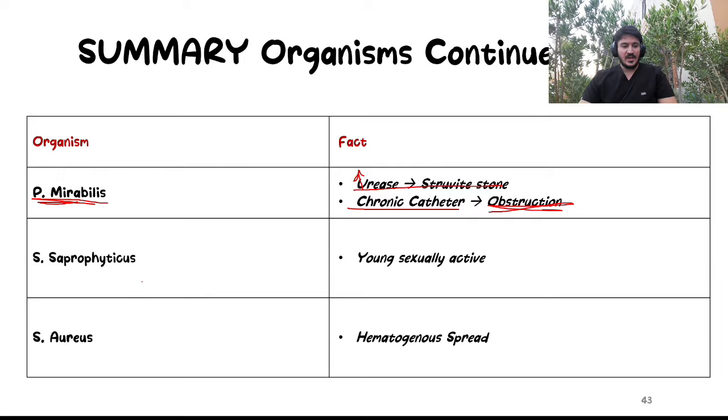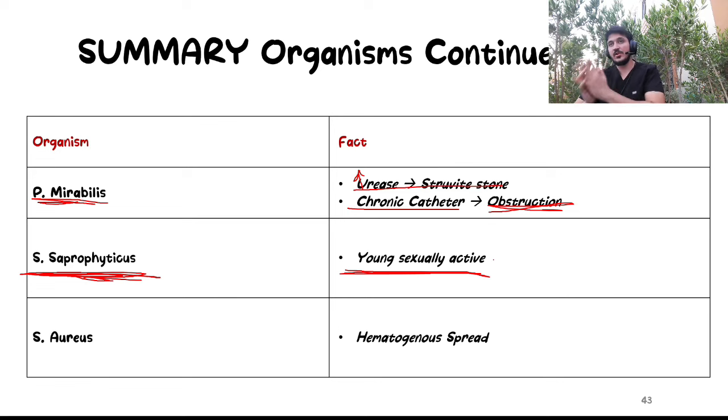Then we have Staph saprophyticus. I know I didn't mention it during the lecture, but I put it here because it's important to remember that it happens in young sexually active females. However, if they bring a case of a young sexually active female and they ask what's the most common organism causing this UTI, if E. coli was an answer, answer E. coli. If E. coli was not a choice, answer Staph saprophyticus. Staph aureus, what do we need to remember? Hematogenous spread. I'm going to pause for 1 second.